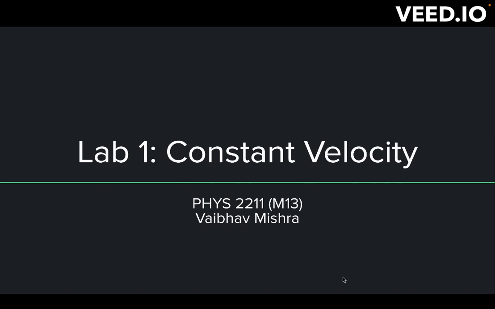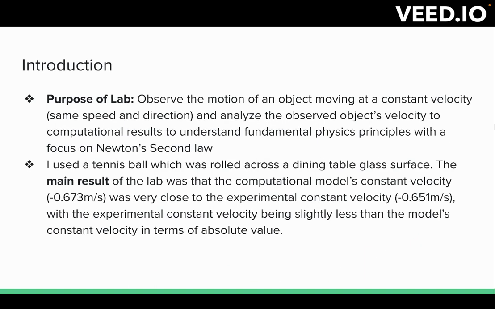Lab 1, constant velocity, for Physics 2211. The purpose of the lab was to observe the motion of an object moving at constant velocity and compare it to a computational model to find out more about Newton's second law. For this experiment, I used a tennis ball which was rolled across the dining table.